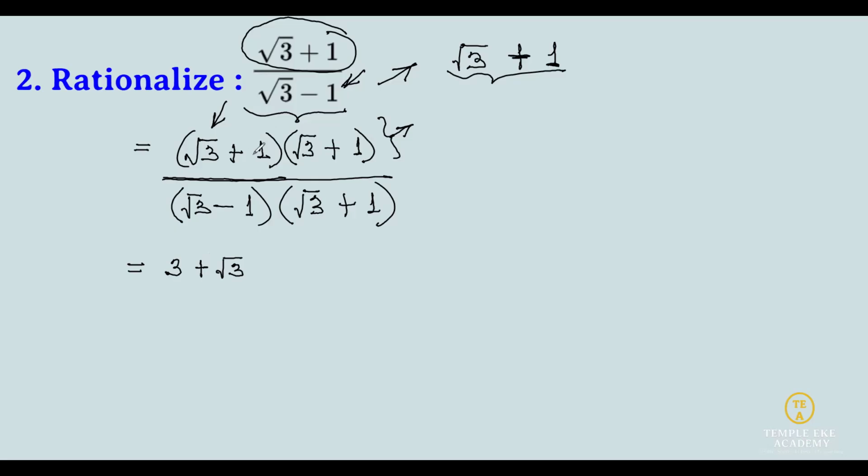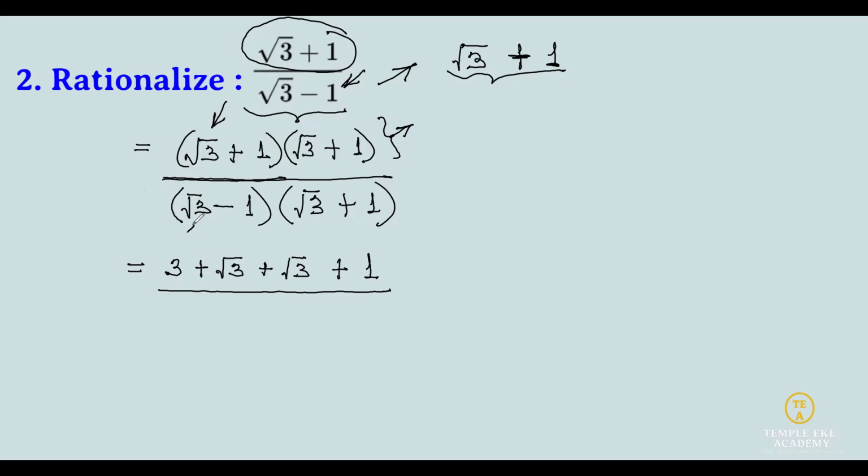Now it is the turn of 1 to expand the bracket. Let's go. 1 times square root of 3, positive square root of 3, because the 1 is positive, and so is the square root of 3. Finally, 1 times 1, positive 1.